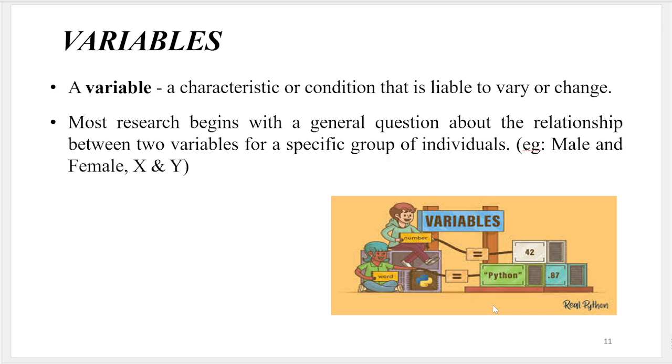For example, salary, different for each employee. Age varies between individuals. Satisfaction, high, medium, low. Gender, male, female. So the key idea is, if a condition can change, it is a variable.